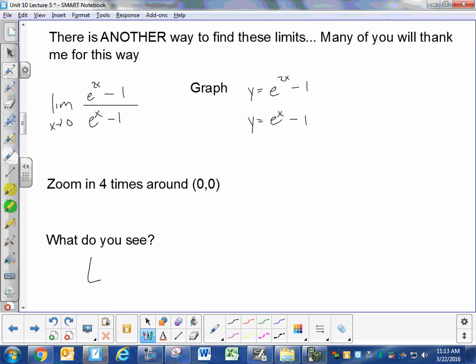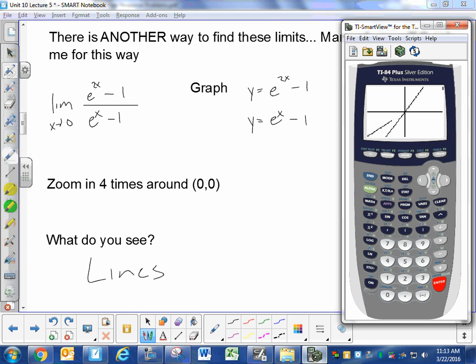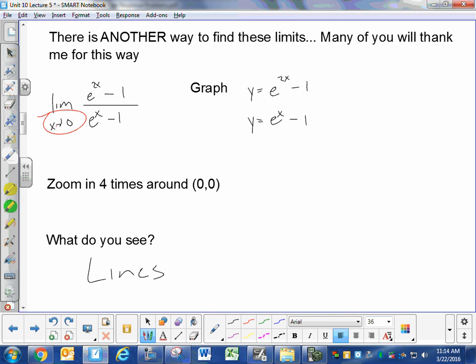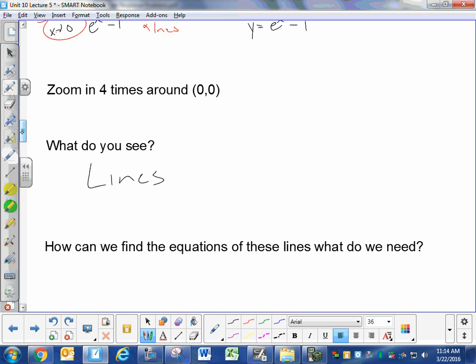Okay, so that's important. Well, how is that going to help us? Instead of working with e to the 2x minus 1 and e to the x minus 1 as x approaches 0, knowing that if we look really close to the locations at 0, this looks like a line, and this looks like a line, why don't we just use lines instead of the function? Well, now the question is, how do we find the equations of those lines at those locations?